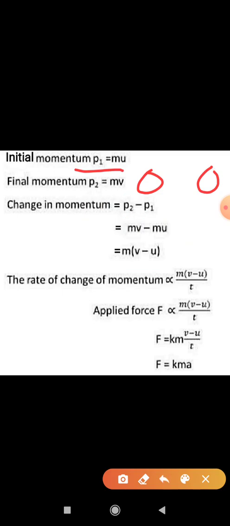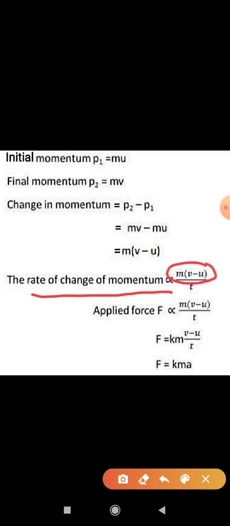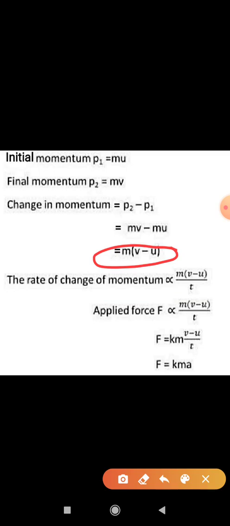Now, the definition of force from Newton's second law of motion is the rate of change in linear momentum. The rate of change of momentum has the change in momentum in the numerator and time in the denominator. So we can say the rate of change of momentum is directly proportional to the change in momentum, m(v minus u), divided by time. This is known as force. So if we place F here, F is proportional to (mv minus mu) divided by t.